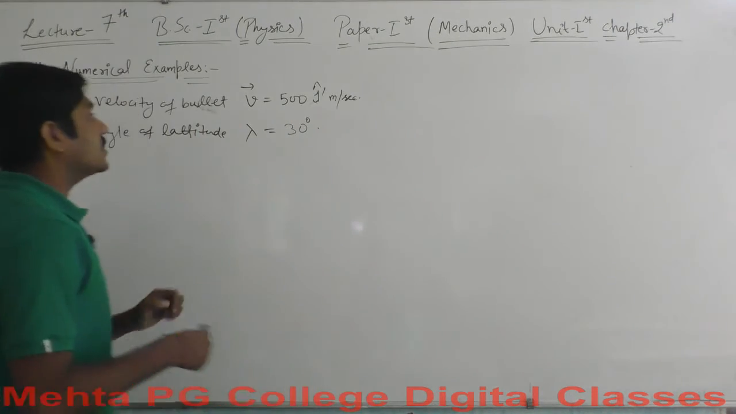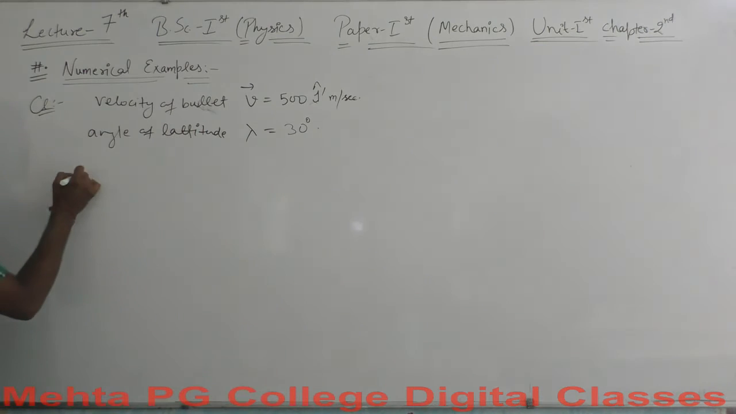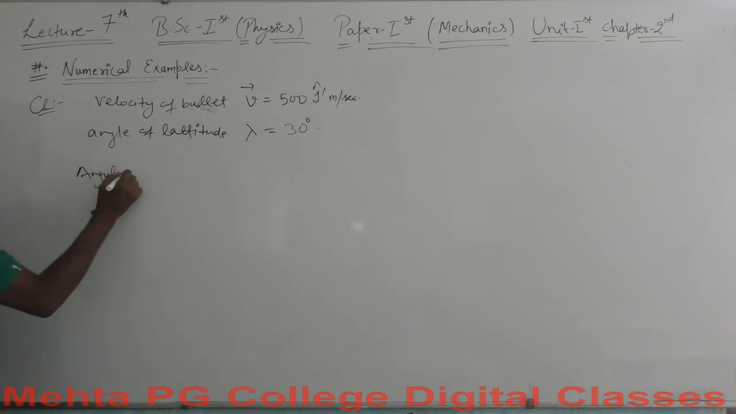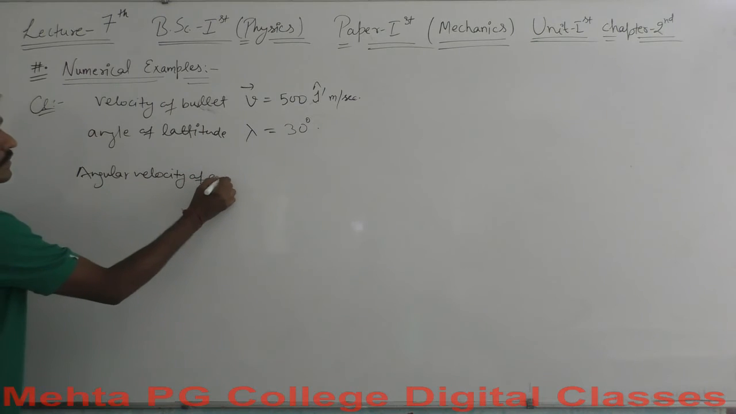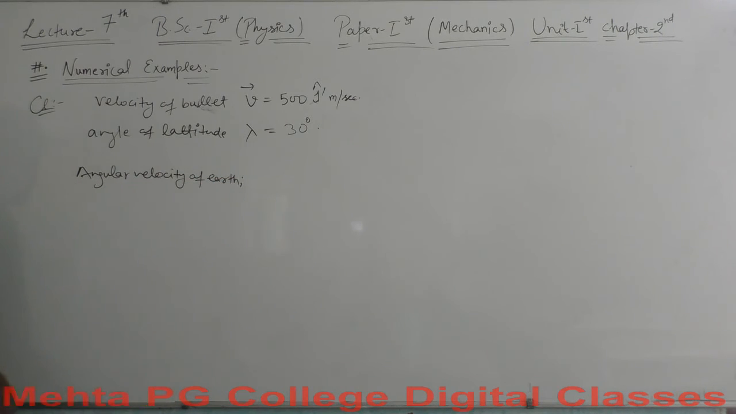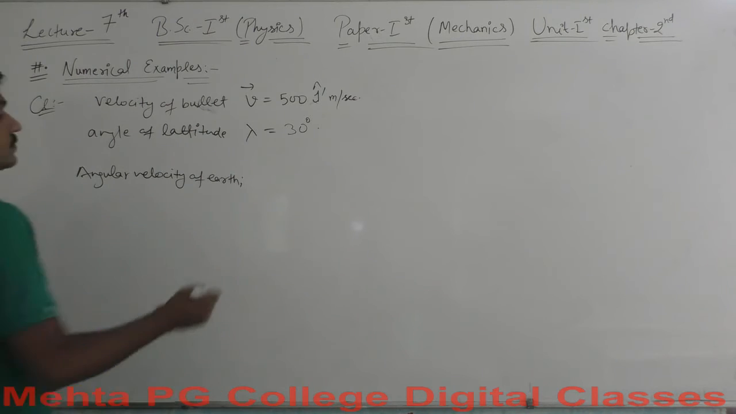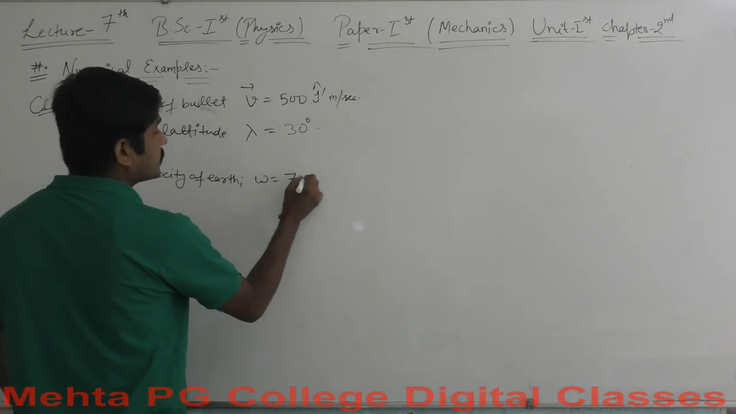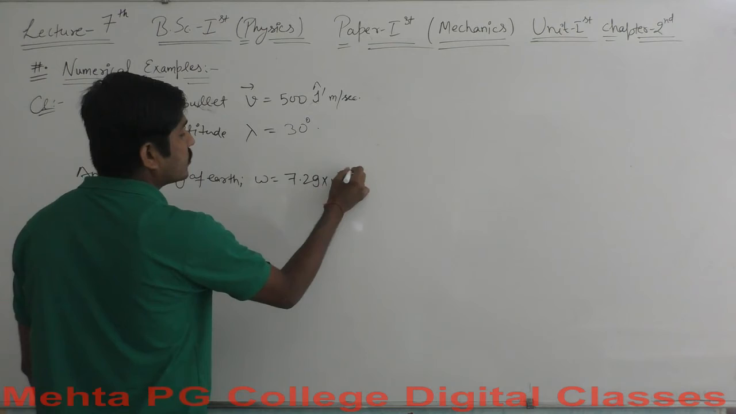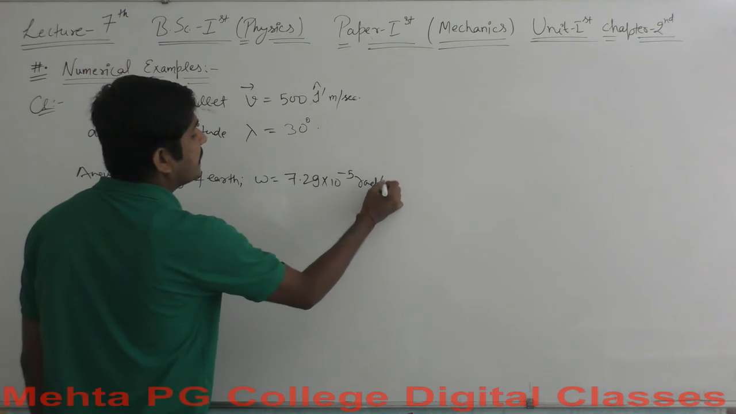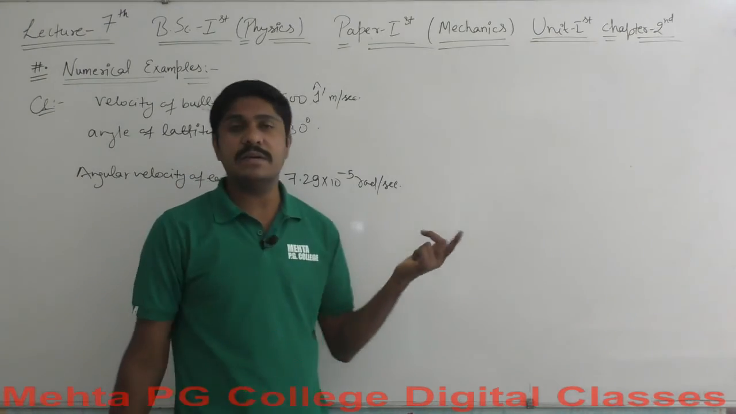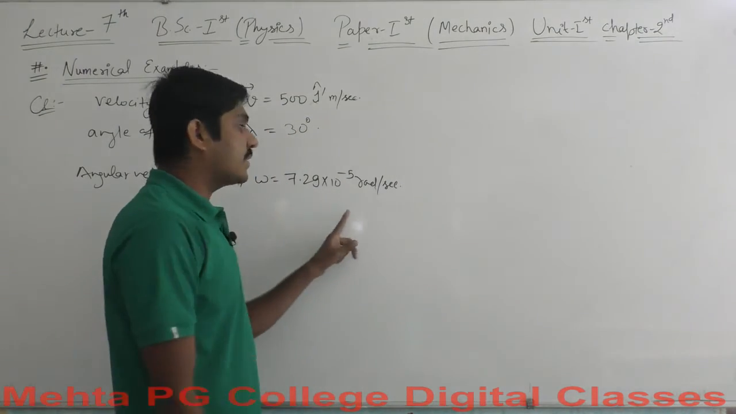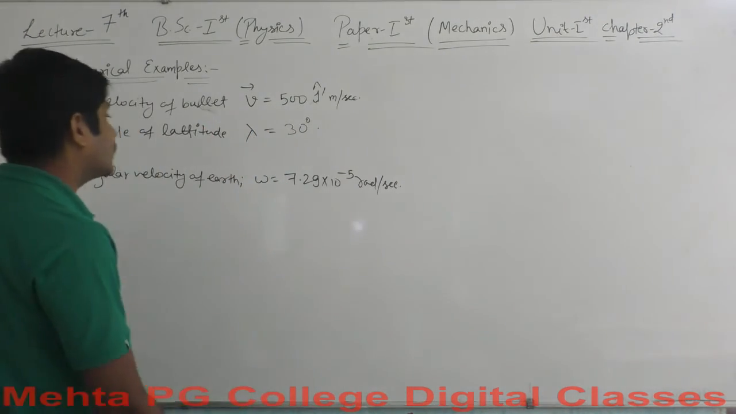Now we need to talk about the angular velocity of the earth, because we need it. You know that the angular velocity of the earth, omega, is equal to 7.29 into 10 to the power minus 5 radians per second. This is a universal constant value. You can remember it yourself, because this is the most important value.